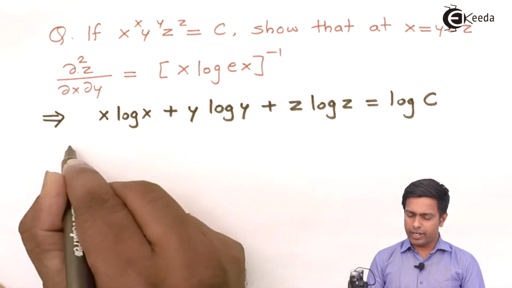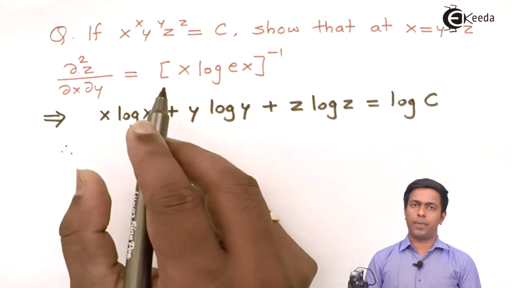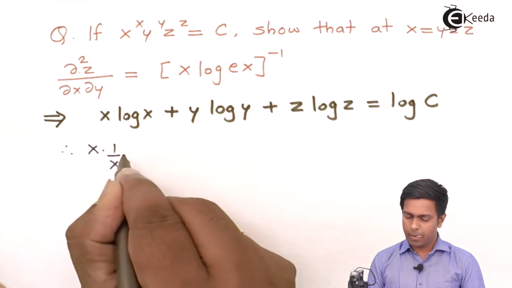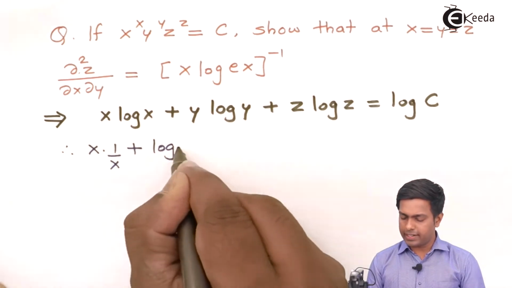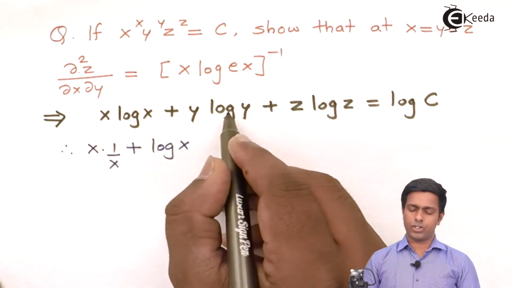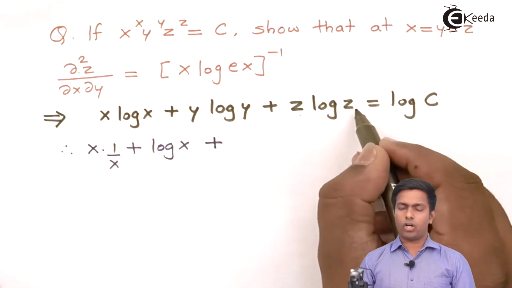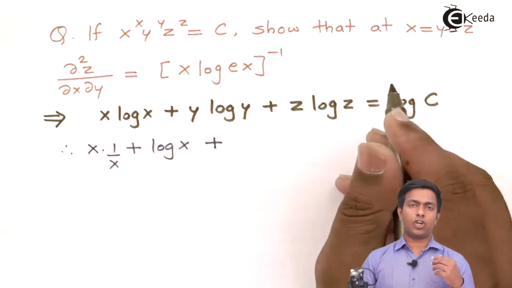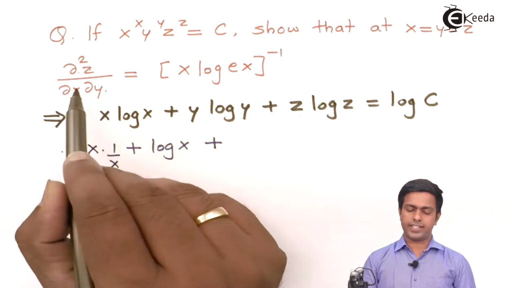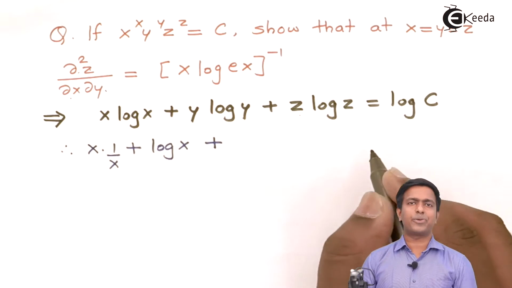So here we'll get, now in this first function we have two terms of x, so I'll apply the product rule of derivative. So x will remain as it is, derivative of log x is 1 upon x, plus log x as it is, and derivative of x is 1. Next, derivative of y log y is 0 because it does not contain any term of x, plus, now here we have z log z. Now guys, I can't say z is a constant, because since I want del square z by del x del y, z is a function of x and y.